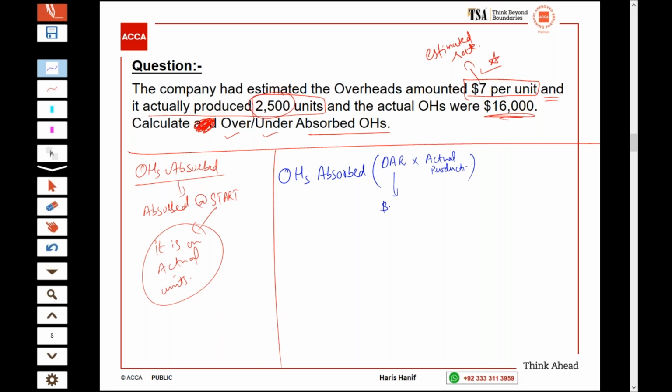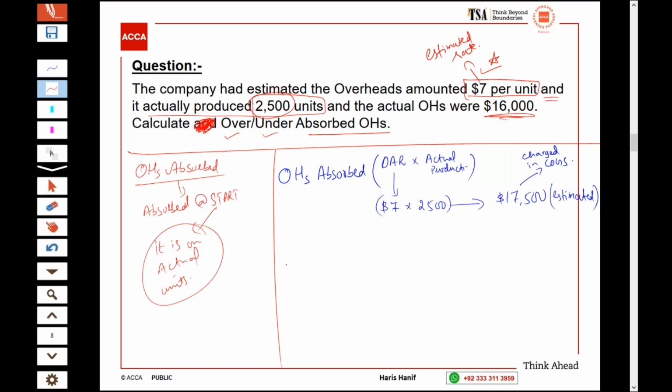Now, what is the overhead absorption rate? 7 multiplied by 2,500. What does it mean? That means this is the time when I had not received the actual overheads. 7 multiplied by 2,500 results in $17,500. Now that was already charged in the COGS, and this is something which is estimated.